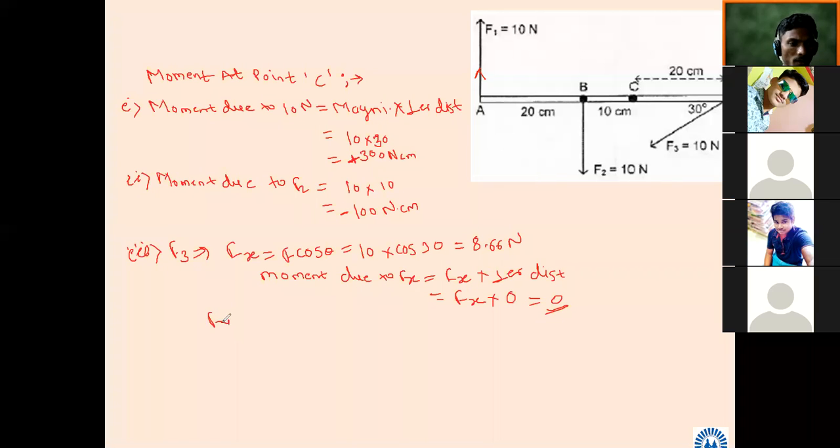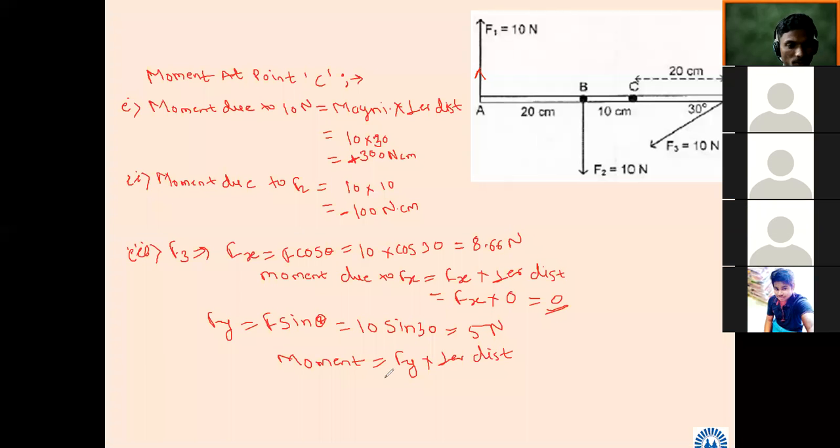What about Fy? Fy is equal to F sin theta. So 10 into sin 30, no? How much will it be? 5 Newton. So moment equal to Fy into perpendicular distance. Calculate the perpendicular distance. Fy is 5. What is the perpendicular distance? 20. So how much will it be? 100 Newton centimeter.